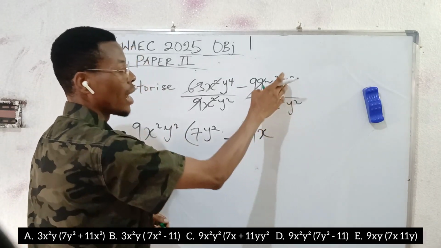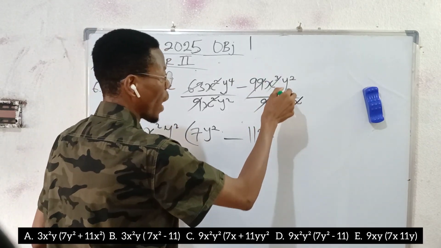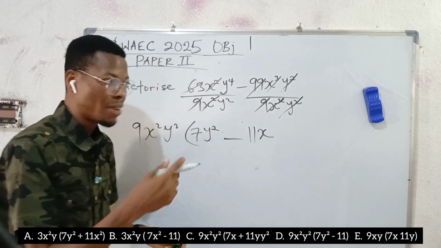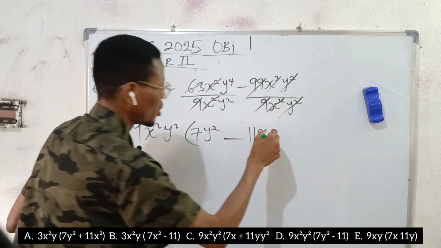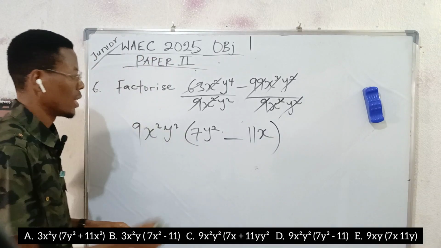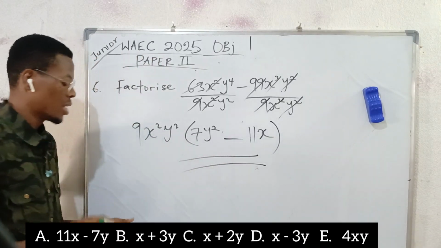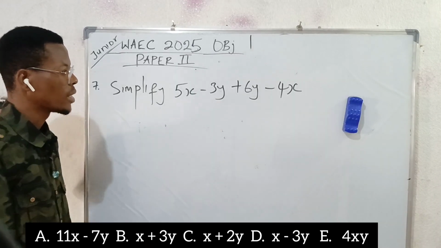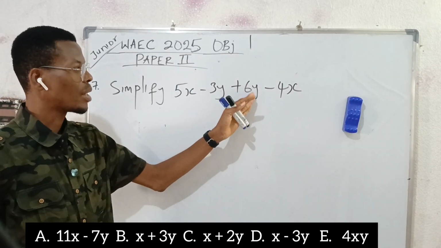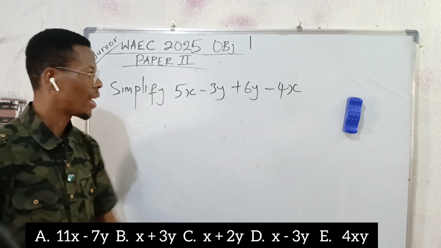Then y squared divided by y squared, this is gone. We have nothing left. We have 1. So that is what we have. So our answer is this. This is our answer. Okay, question number 7 says, simplify 5x minus 3y plus 6y minus 4x.